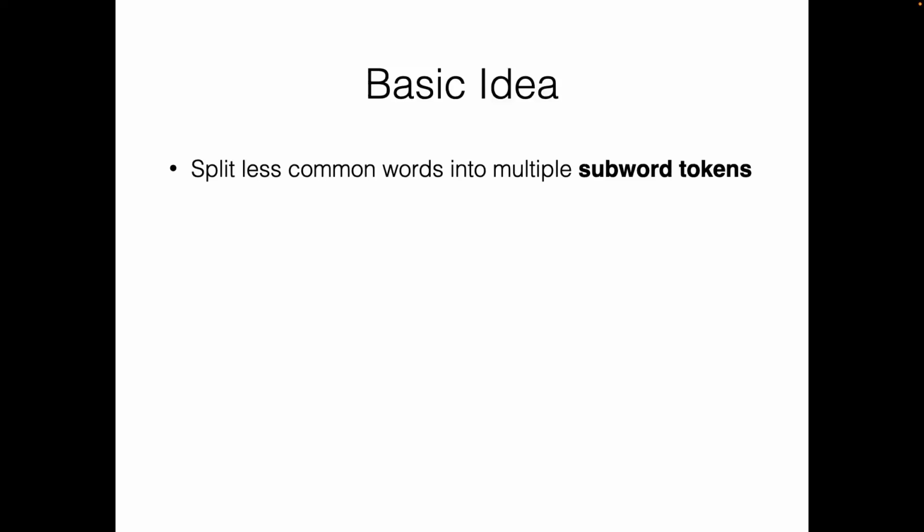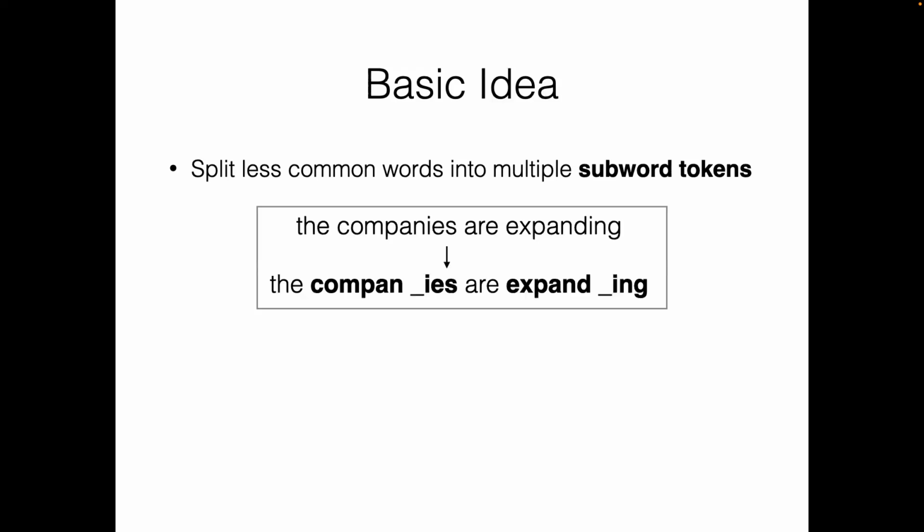So here the basic idea is we want to take our different words and split them into multiple tokens. For instance, let's say we have this sentence, the companies are expanding. Then we're going to use some algorithm, and the algorithm will give us this thing on the bottom. It's basically saying that the word companies is going to be split up into these two different tokens. Similarly with expanding, it's going to split it up into these two tokens.